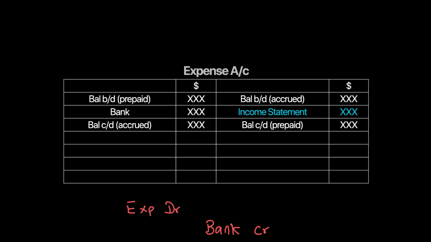And now using this, our job is to find this missing figure. That's your income statement figure. This is the actual amount of expense incurred in the year. Let me also highlight this. This account should be very handy and everyone should learn how to draw it so that we calculate the actual amount of expense incurred in the year, which will go to the income statement. Now we've learned how to draw the expense account. Let's move forward to some other calculations.